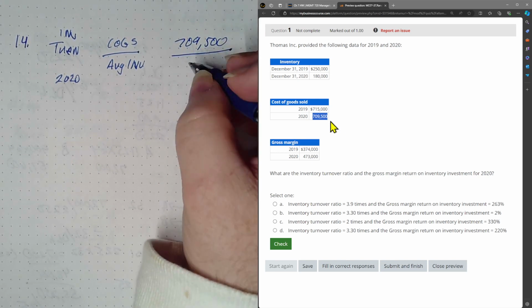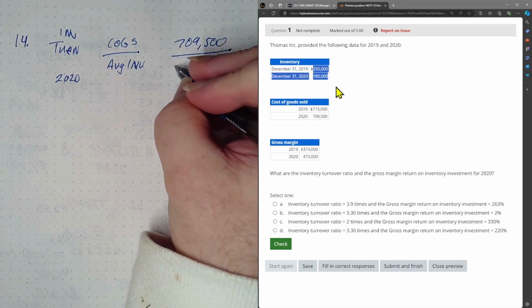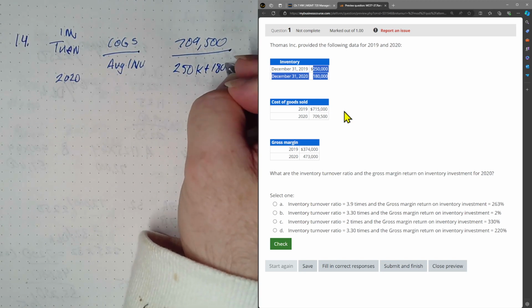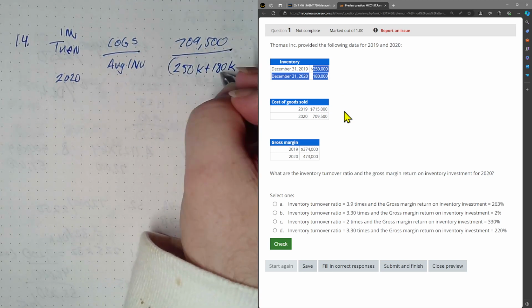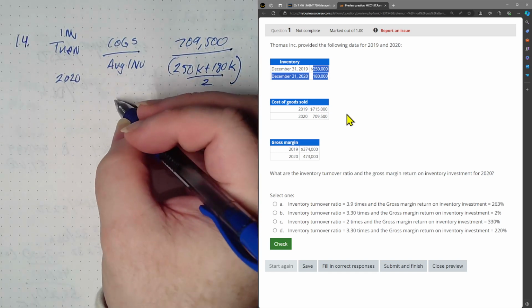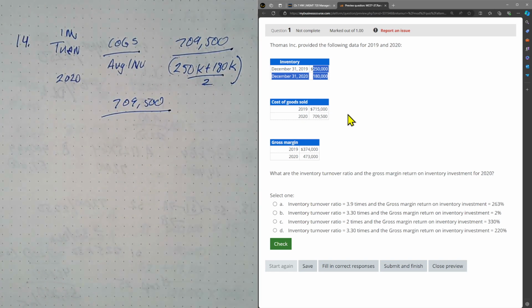We need 709,500 divided by the average of these 2 numbers, right? We need to average these 2 numbers. So we need to take 250K plus 180K, add those up, divide by 2. And so that number is going to be... 709,500. And if we take those 2 numbers, add up and divide by 2, I can kind of eyeball them. It's going to be 215. Let me just double check.